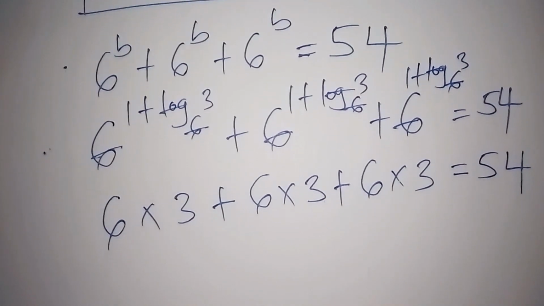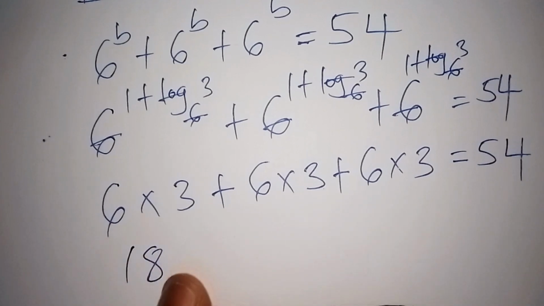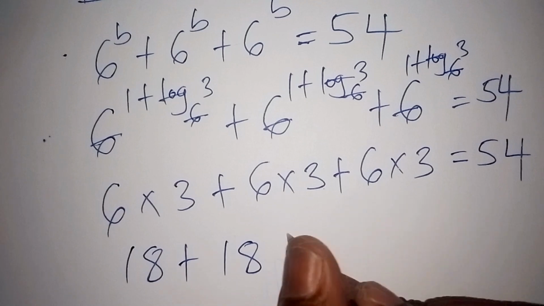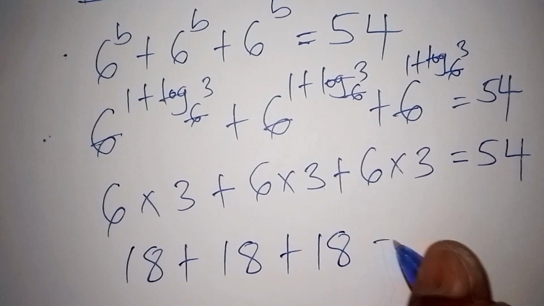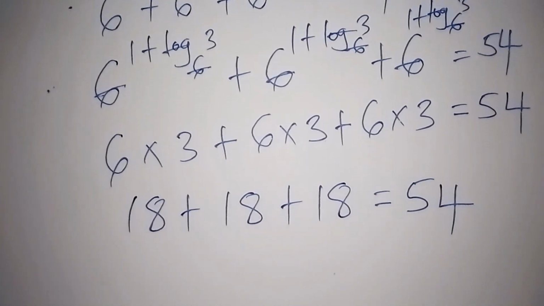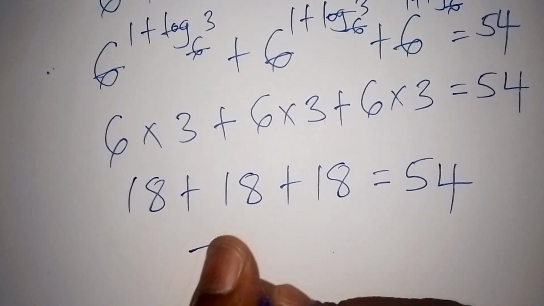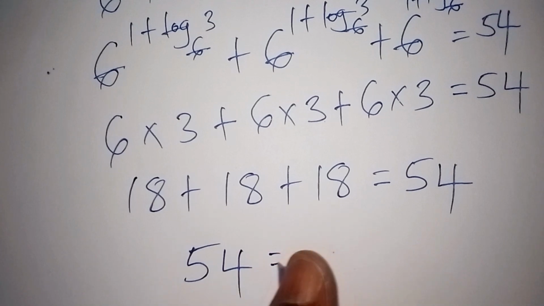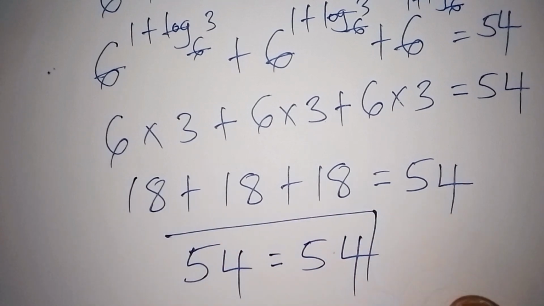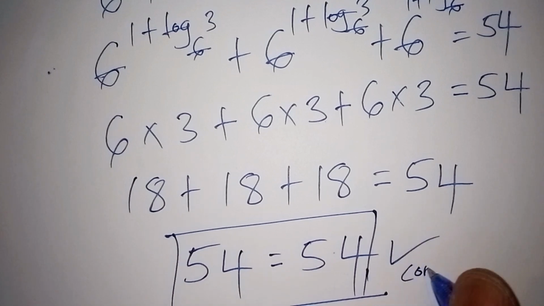So here now 6 multiplied by 3 is 18. So now we shall have 18 plus 6 multiplied by 3 is 18, plus 6 multiplied by 3 is 18, is equal to 54. So what is 18 plus 18 plus 18? That shall be 54 is equal to 54. So now we are very correct by proving our answer is very correct.